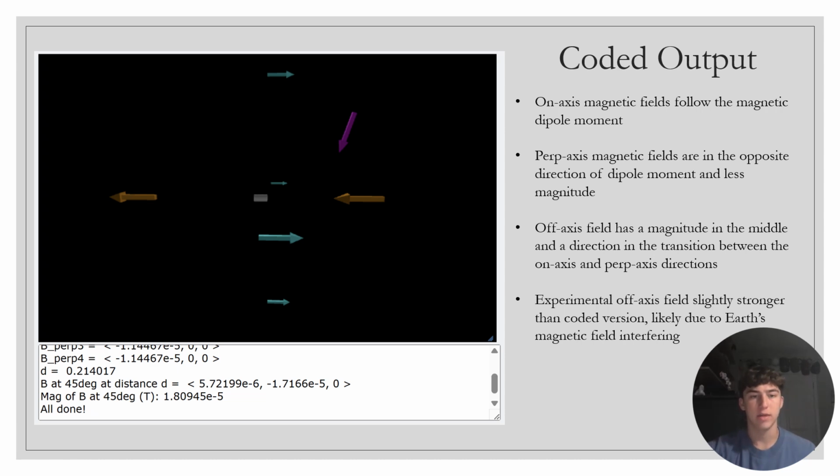I coded mine to have the dipole moment facing to the left. You can see our on-axis magnetic fields follow this dipole moment to the left, whereas the perpendicular magnetic fields are to the right, the opposite way, and in less magnitude than the on-axis magnetic fields. Finally, our off-axis magnetic field has a magnitude that falls somewhere in the middle, and you can see it's in the transition between the two directions of the other two fields. Our experimental off-axis value was slightly stronger than our coded version, and this is likely due to us not being able to get out all the interference from the Earth's magnetic field.